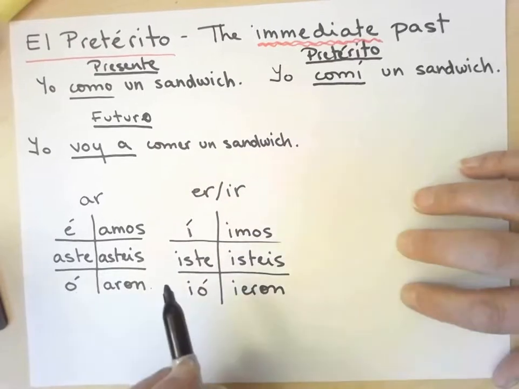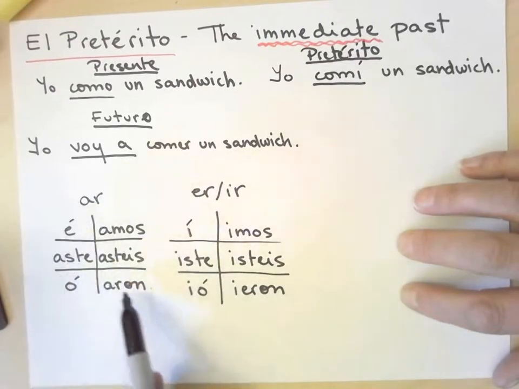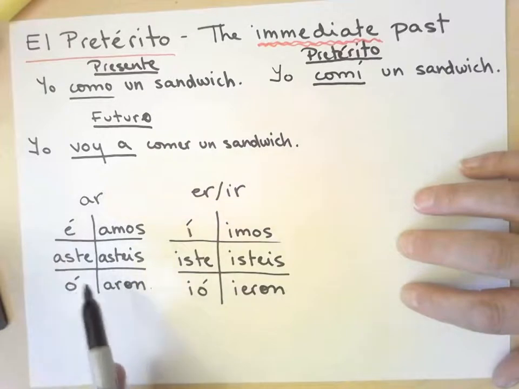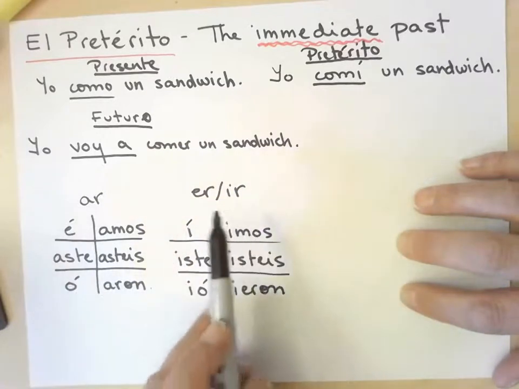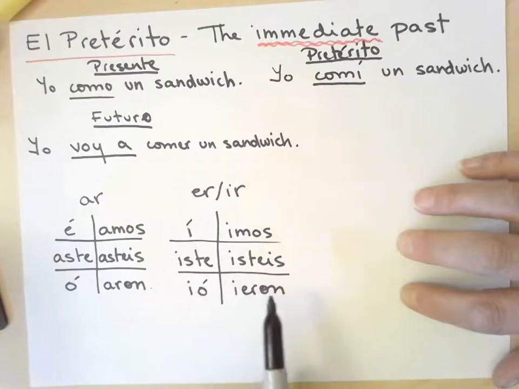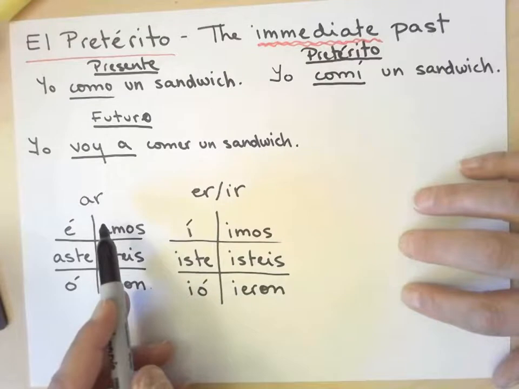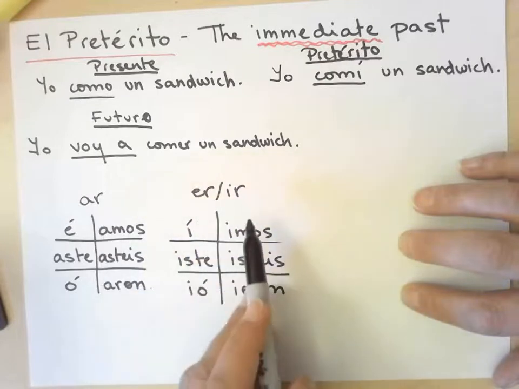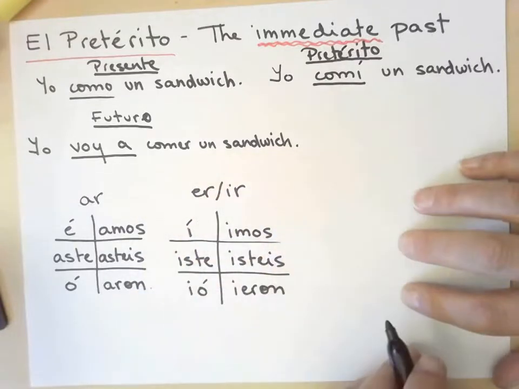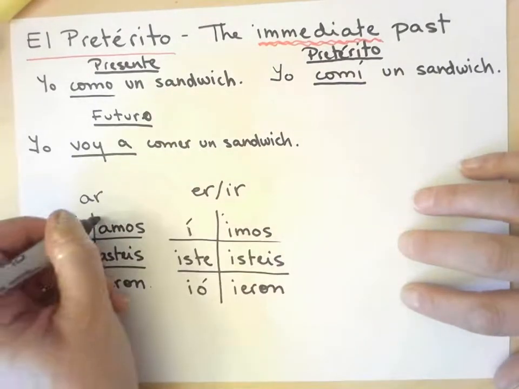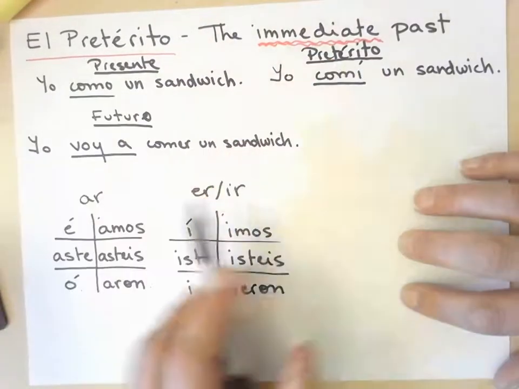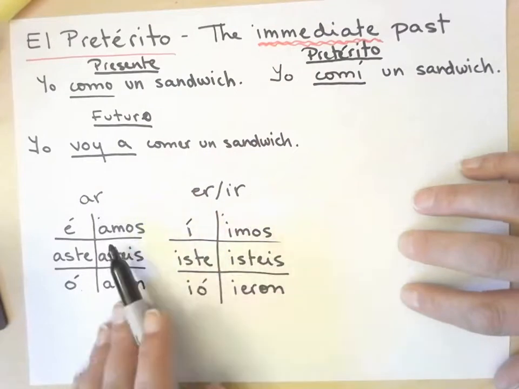Going back to that question that I said, do you see anything that's similar here to maybe something you've seen before? Okay, let me answer it for you. The nosotros is the same as the present tense. Okay? So the nosotros in the preterite, or the immediate past tense, is just like the present tense.